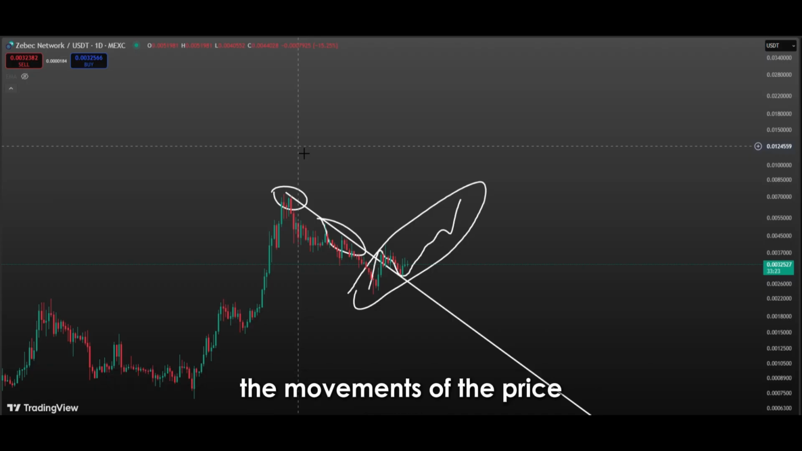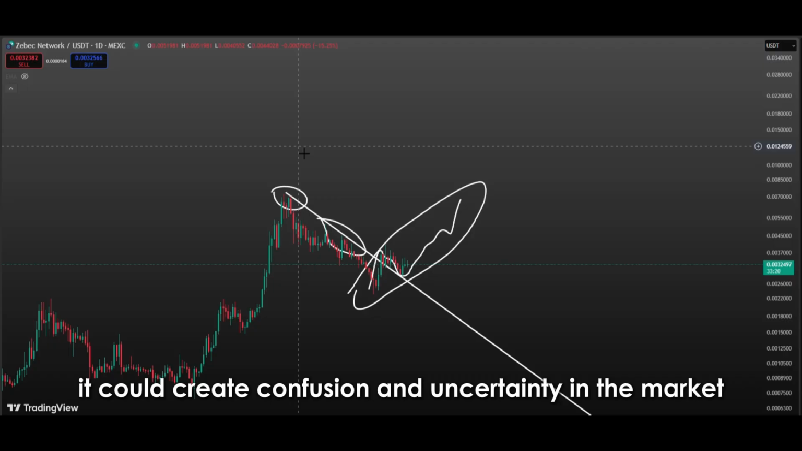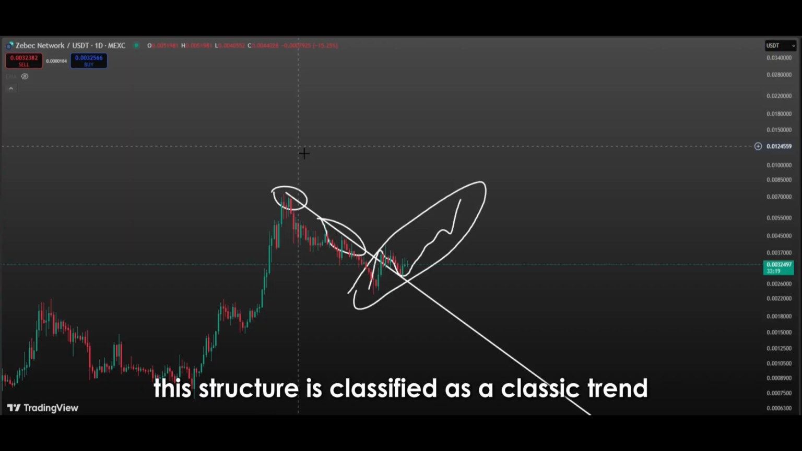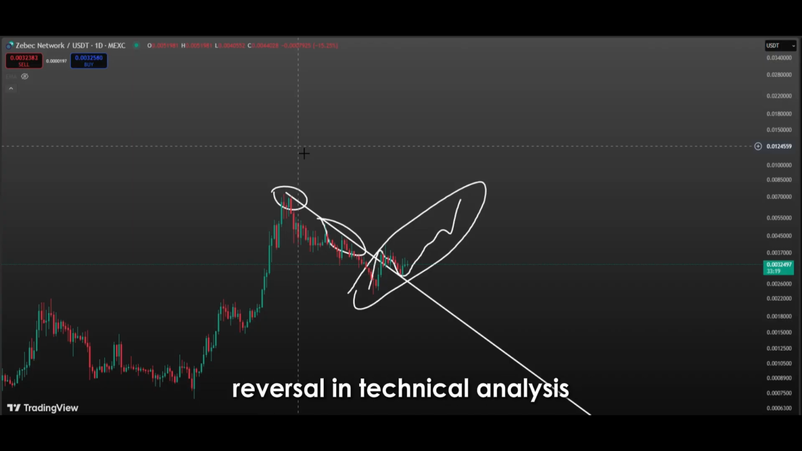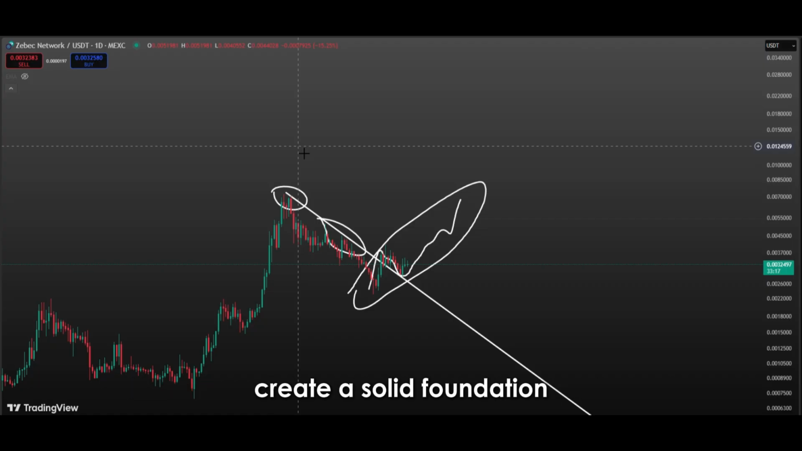The movements of the price around this broken down trend line should be monitored closely. Whether this line continues to act as support is critical not only for technical analysis, but also for investor confidence. If the line is broken again to the downside, it could create confusion and uncertainty in the market for a time. However, if the price holds above the line and rises consistently, this structure is classified as a classic trend reversal in technical analysis.